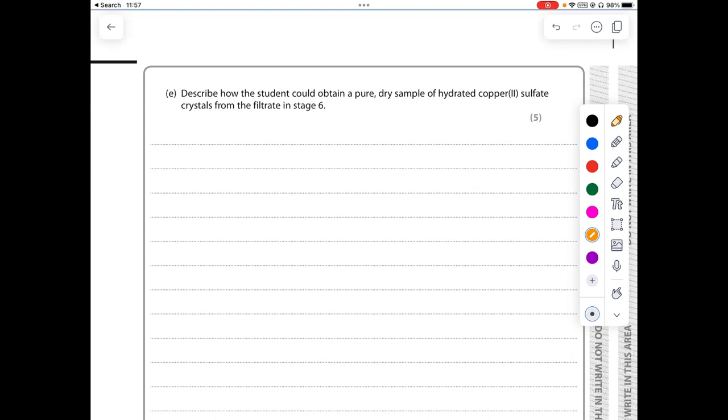Describe how the student could obtain a pure dry sample of hydrated copper II sulfate crystals from the filtrate. So what am I going to do? Heat the filtrate, as you stated, with a glass rod. So the first step is heat the filtrate with a glass rod.